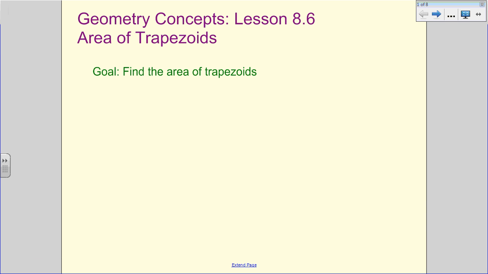All right, ladies and gentlemen, let's take a look at our last polygon that we're going to look at for this chapter, and that's trapezoids. So our goal today is to find the area of trapezoids.